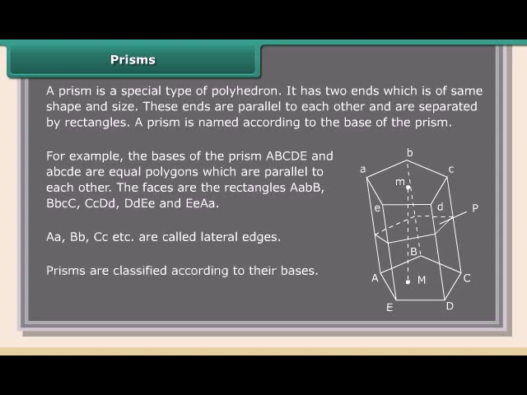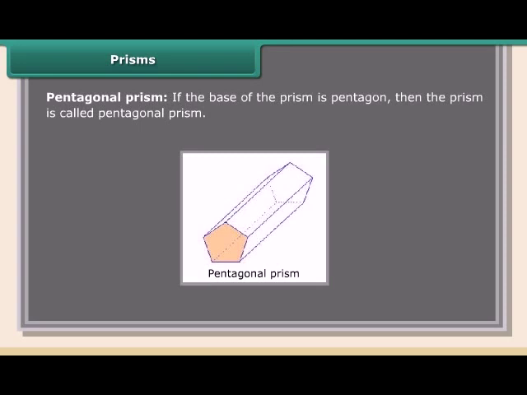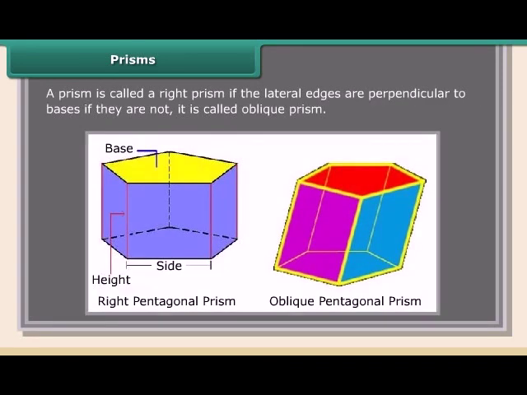Prisms are classified according to their bases. Triangular prism: triangular prism is composed of 2 triangular bases and 3 rectangular sides. Pentagonal prism: if the base of the prism is a pentagon, then the prism is called pentagonal prism. A prism is called a right prism if the lateral edges are perpendicular to the bases. If they are not, it is called oblique prism.